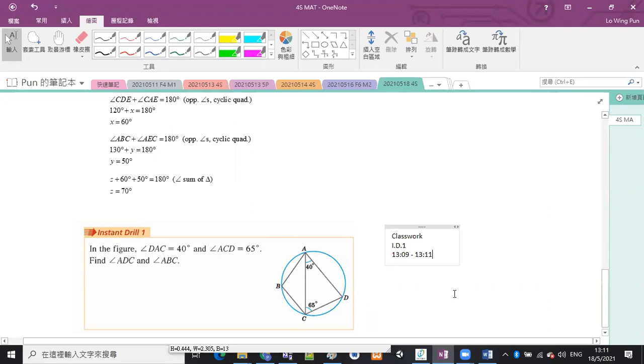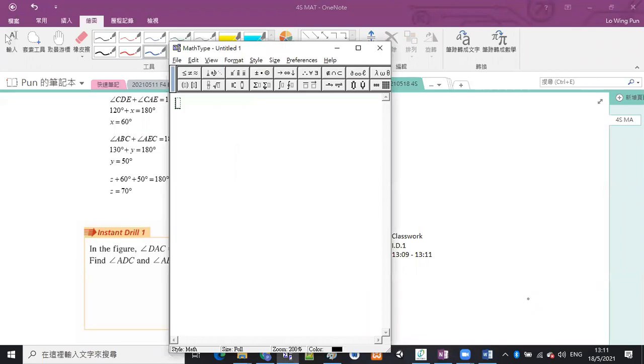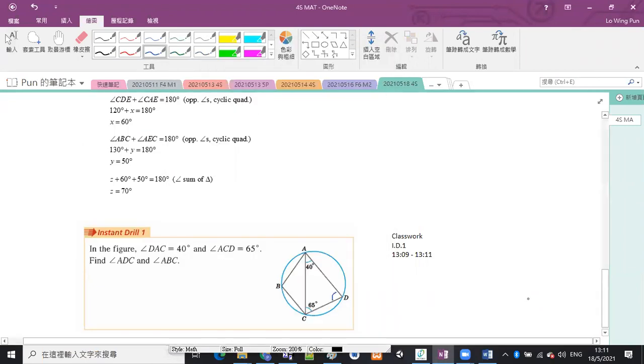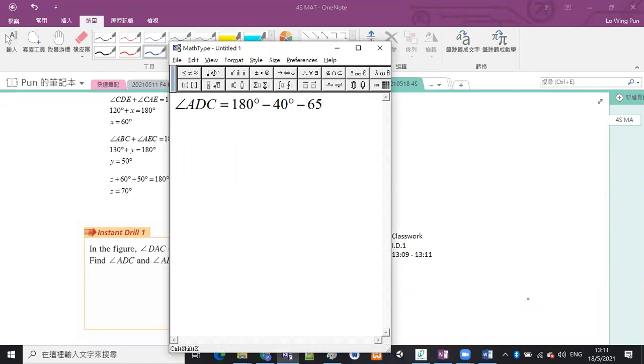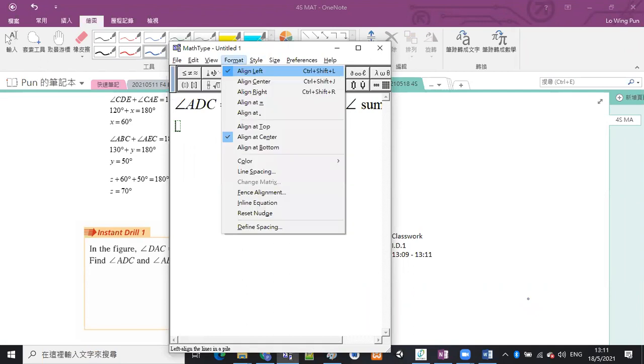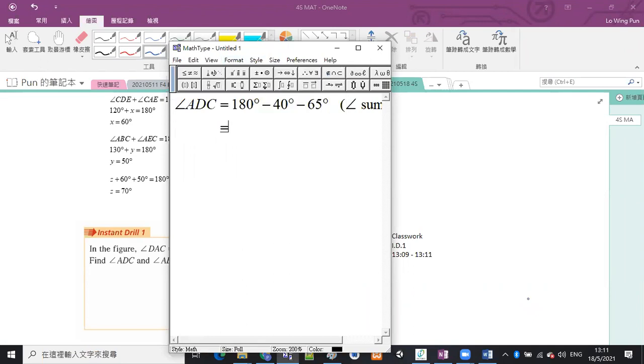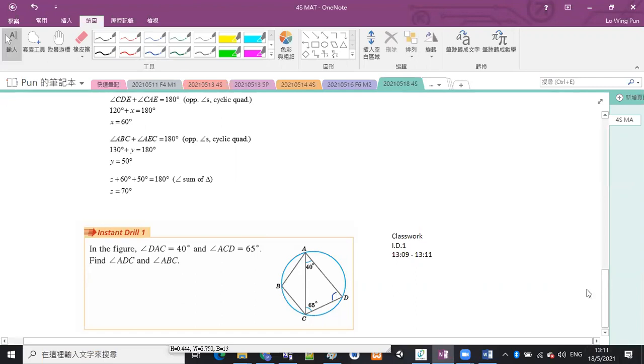So in the figure, angle DAC is 40 degrees, ACD is 65 degrees. Find angle A dot C. Where is it? No, A dot C, I mean. A dot C is this one. This one is very easy. Angle sum of triangle. Okay, angle A dot C is 180 degrees minus 40 degrees minus 65 degrees. This is angle sum of triangle. Okay, so it should be equal to 75 degrees. So that is the answer of the first part.